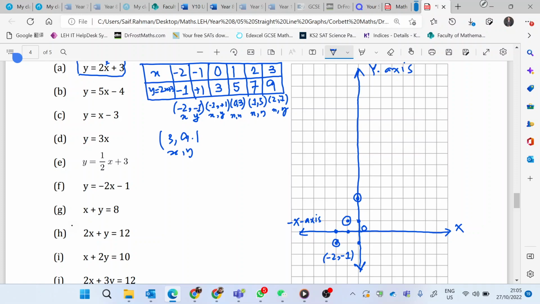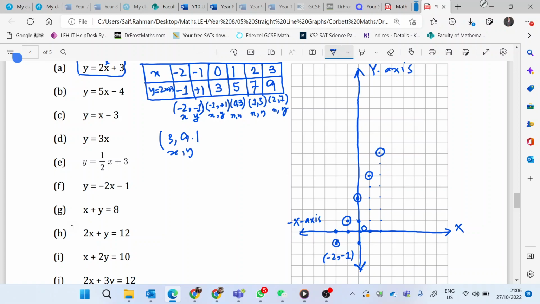And the next point is 1 and 5. So this is 1 on the x-axis, from 0, and 5 on the y-axis: 1, 2, 3, 4, 5. So this is our point. And the next point is 2 and 7. On the x-axis it's 2, and on the y-axis it is 7: 1, 2, 3, 4, 5, 6, 7. So this one is our point.